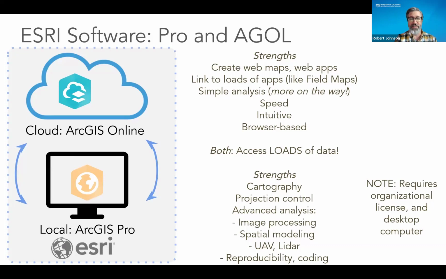ArcGIS Pro, on the other hand, is really great for doing really advanced, robust analyses, any sort of cartography. You really can't make a nice looking map in ArcGIS Online, but you can make great maps in Pro. And if you're doing any sort of reproducibility or coding, scripting, Pro is probably where you would be. The only note here is you need an organizational license and a 64-bit Windows desktop computer. Pro does not function in a Mac environment unless you're dual booting Windows or something like that.